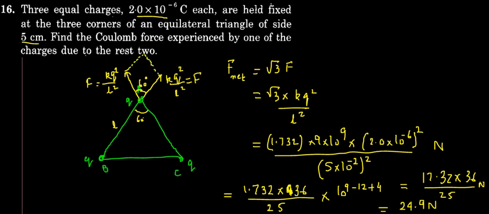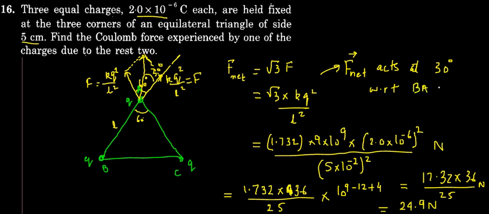Okay, in which direction are we getting this net Coulomb force? We also know that if the angle here is theta, then the resultant force will be at theta by 2, that's an angle of 30 degrees. So the net force acts at 30 degrees angle with respect to, you can take this side, BA produced. If you produce this BA side, it's making an angle of 30 degrees with respect to BA produced.